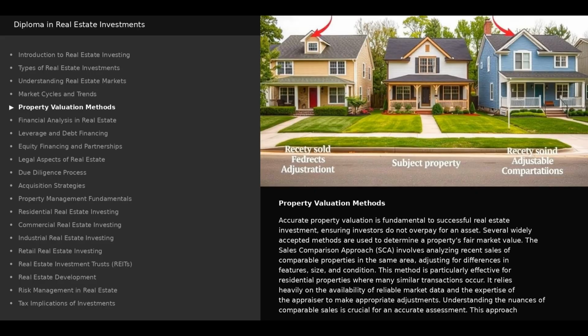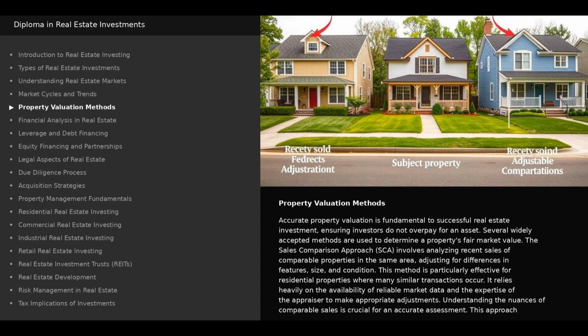Property valuation methods. Accurate property valuation is fundamental to successful real estate investment, ensuring investors do not overpay for an asset. Several widely accepted methods are used to determine a property's fair market value.